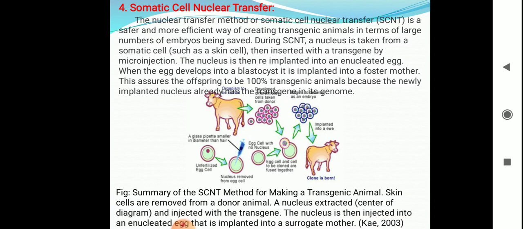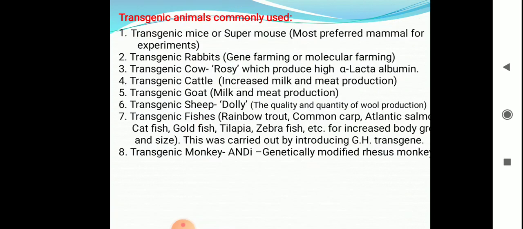So these four methods are very important to prepare transgenic animals. Now, the transgenic animals commonly used nowadays. First is the transgenic mice and super mouse, the most preferred mammals for experiments. Almost every experimental setup is first done in mice.